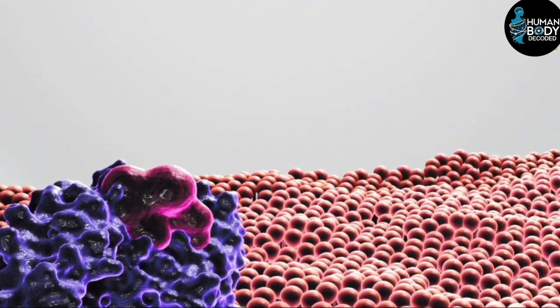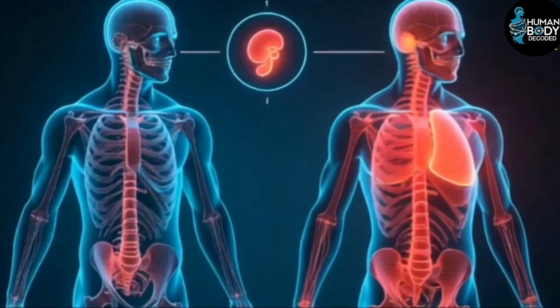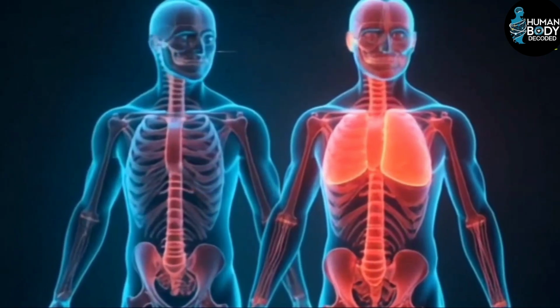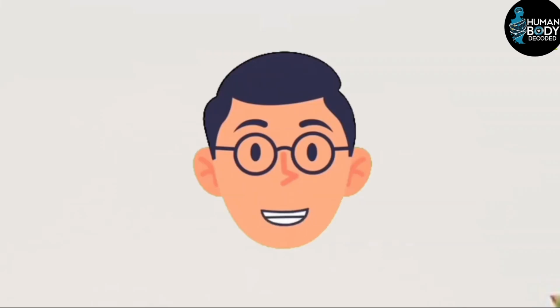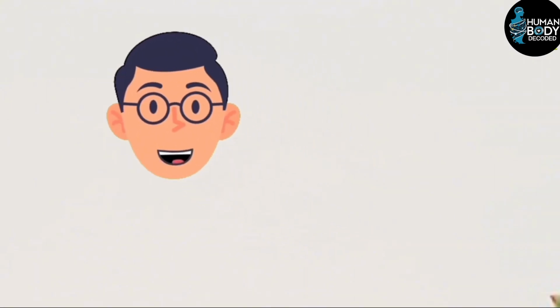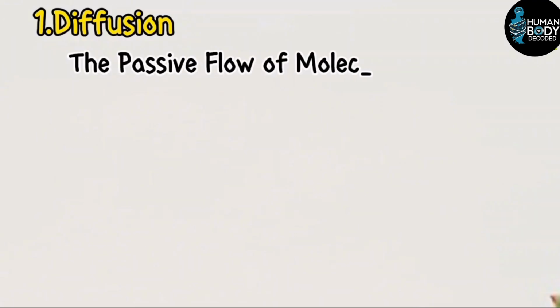Now there are several ways materials can move in and out of cells. These processes help maintain homeostasis, allowing the cell to function properly. In this video, we'll break down three major types of membrane transport: diffusion, osmosis, and active transport. Let's start with the first one, diffusion. 1. Diffusion, the passive flow of molecules.